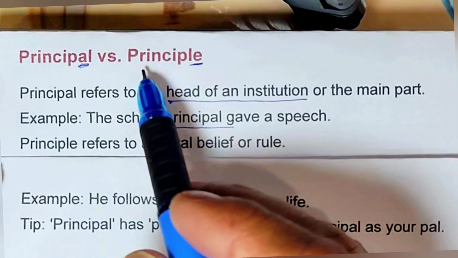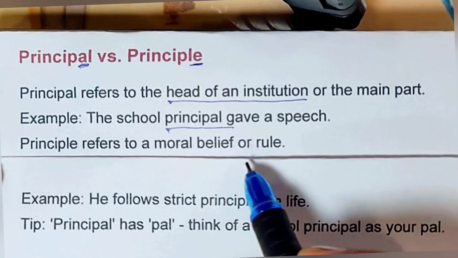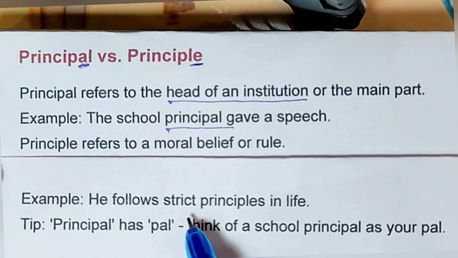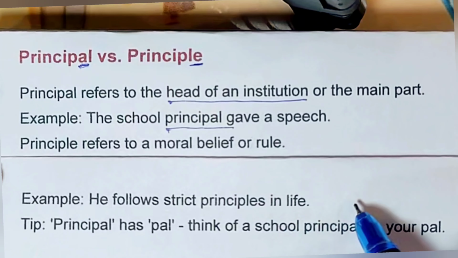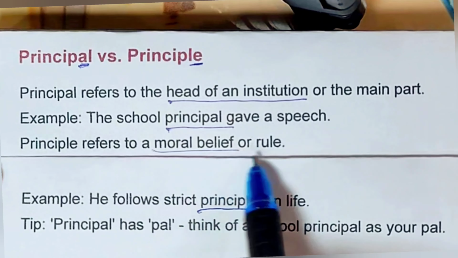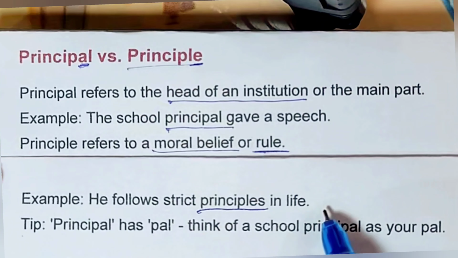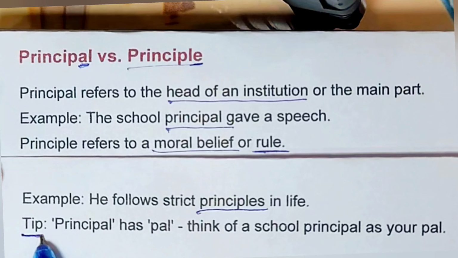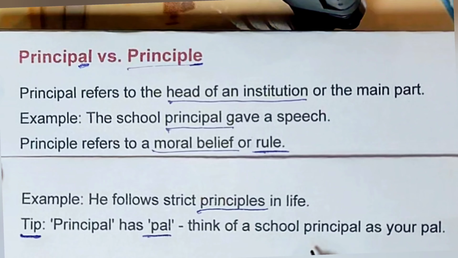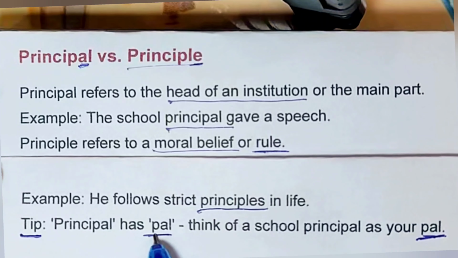And on the other hand, the next one, principle, refers to a moral belief or rule. Example here: he follows strict principles in life. It's the moral belief or rule. This means this one. And tip for the principal here: the principal has PAL. Think of a school principal as your PAL. That's easy to remember.